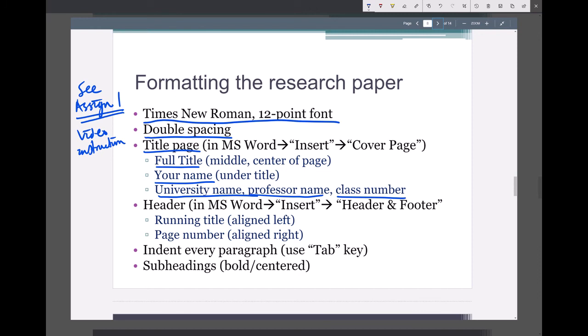But this course is simple. You just need your title, your name, and the university name. But check with your instructor. The header: you want to have the running title aligned to the left and the page number. You want to indent every paragraph, so the first line indent.